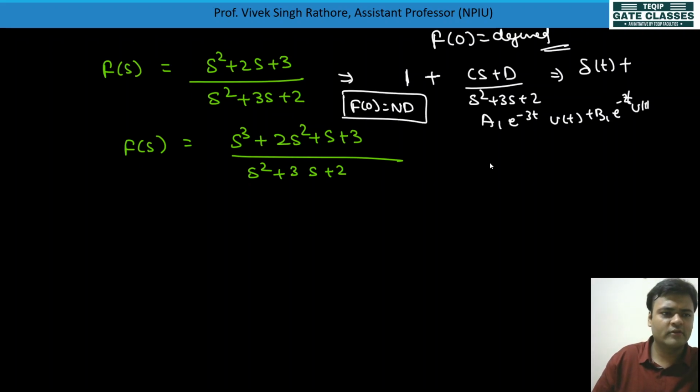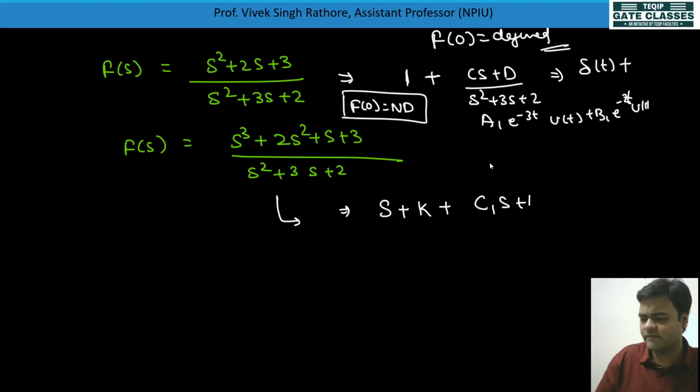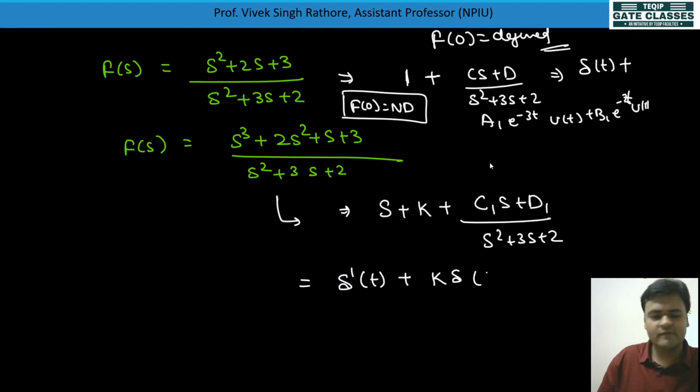Now for this last expression, the degree of numerator is greater than the degree of denominator. So here some more terms will come, like s plus, let's suppose, k, and then we'll get (c1s plus d1) by (s square plus 3s plus 2). It will have values like delta dash t, and then the derivative of k into delta t, and then you'll get some value, let's suppose a2 e to the power minus 3t u of t, and b2 e to the power minus t u of t.